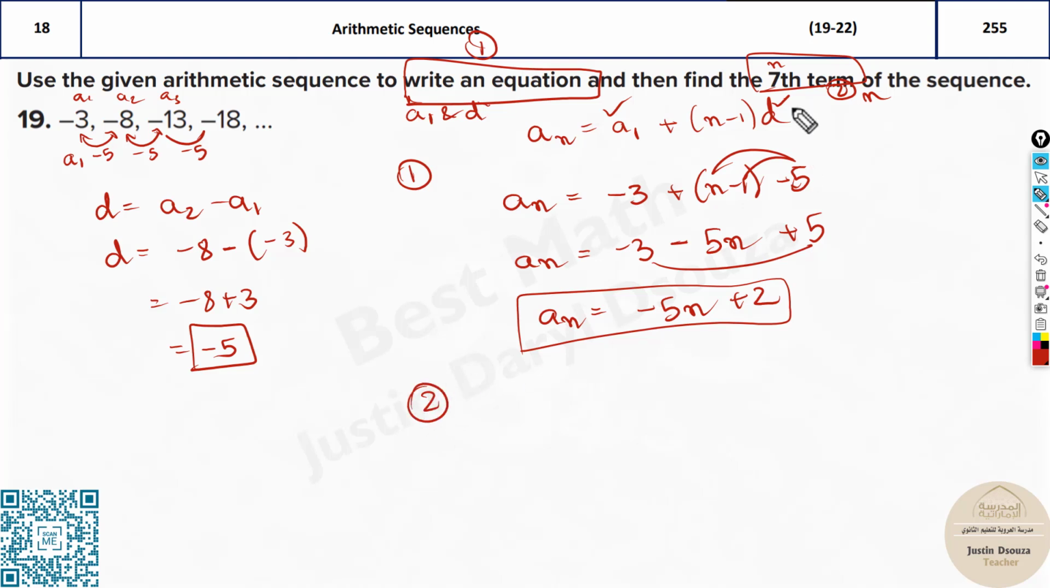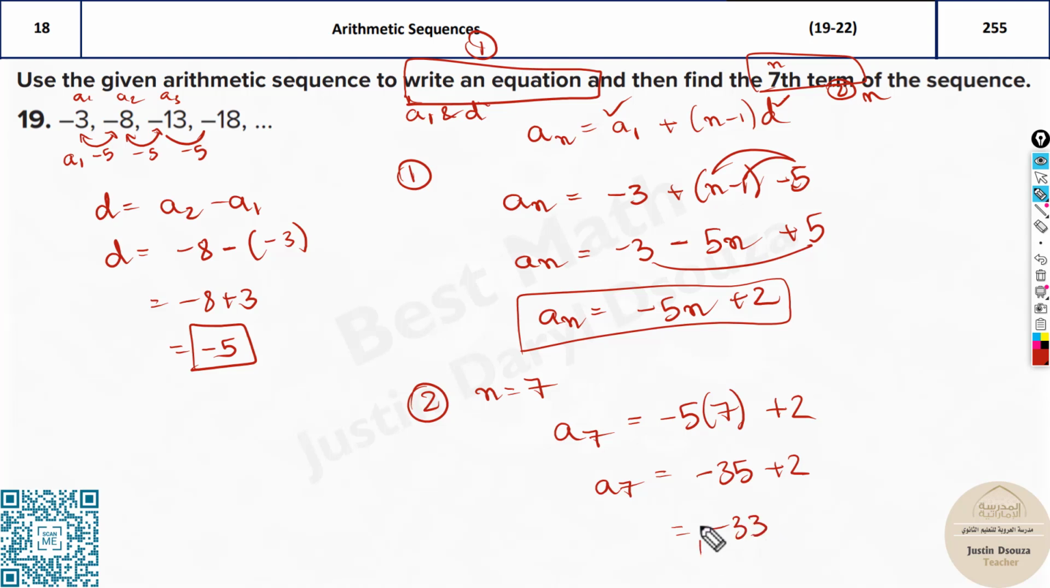The second thing now: n is given to be 7. All you do is, instead of an, you have to find a7. That means minus 5 times 7 plus 2. So the seventh term will be minus 35 plus 2. The answer is negative 33. This is the final answer.